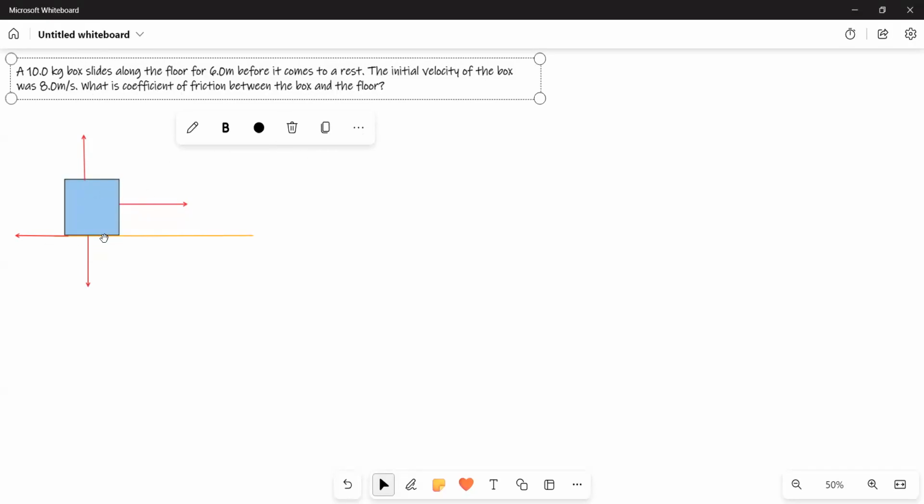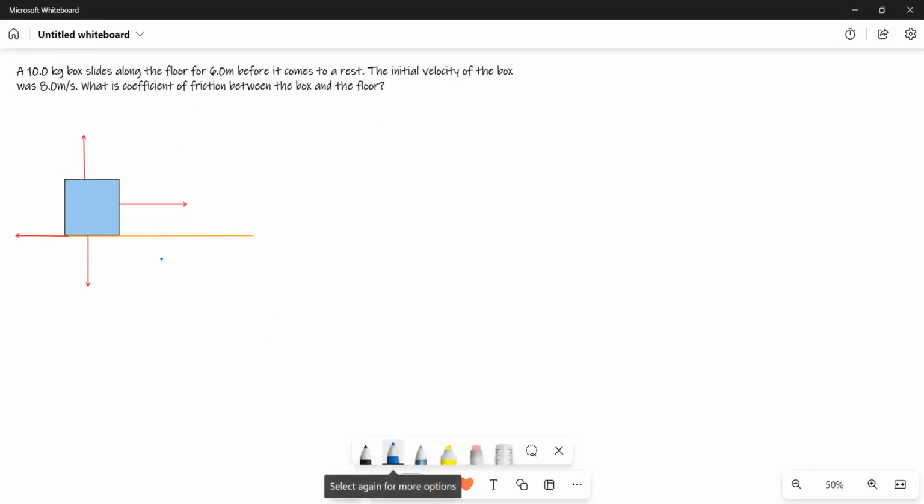Here is the box on the floor, which is sliding towards the right. And then it slides a distance of 6 meters. Okay, the distance it slides is 6 meters, d is equal to 6 meters. And then the mass of the box is equal to 10 kilograms.